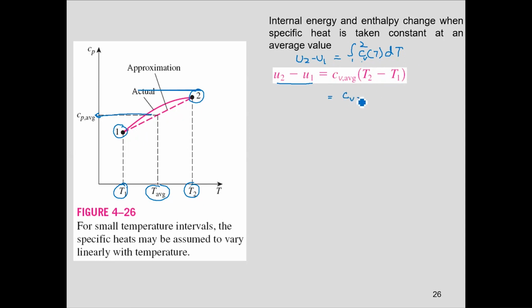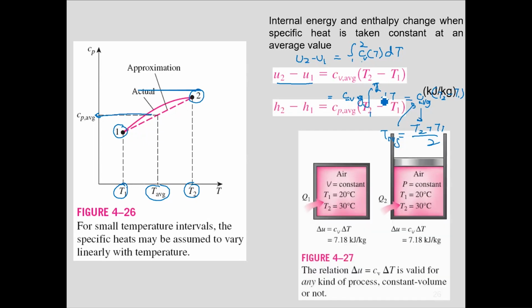So C average times the integral from 1 to 2 of dT is left. This would essentially become C average times (T2 minus T1). And this average value is what? It is the value of C at (T2 plus T1) divided by 2. So this is the average temperature at which you'll take this average value. Similarly for Cp, again, these relationships are valid for any kind of process.